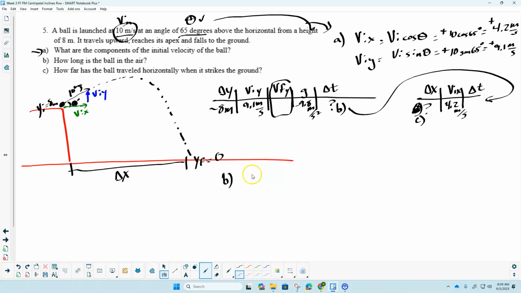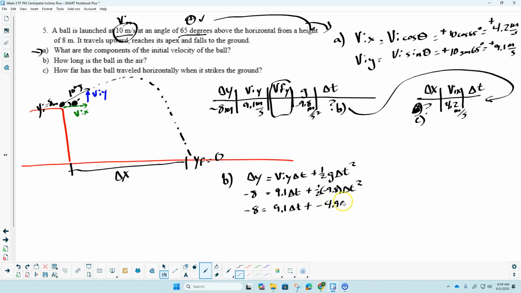I'm going to show you what happens. So I'm going to, again, remind you of a workaround that we've talked about already. So if we use the equation without Vfy, we get delta y equals Viy delta t plus 1/2 g delta t squared. This is going to be problematic. I'm going to show you the numbers. So negative 8, 9.1 delta t plus half of negative 9.8 delta t squared. Again, I can simplify this. Negative 8 equals 9.1 delta t, and this would be a plus a negative 4.9 delta t squared. But this equation mathematically is a little bit challenging to solve. It's a quadratic. So you could use the quadratic formula if you really want to.